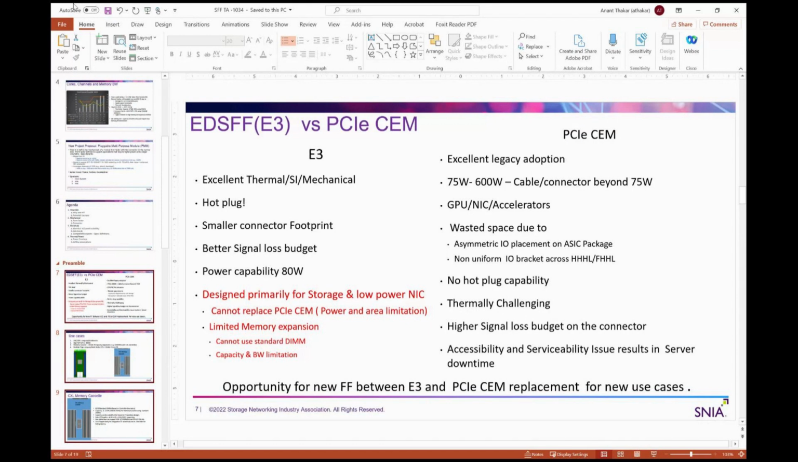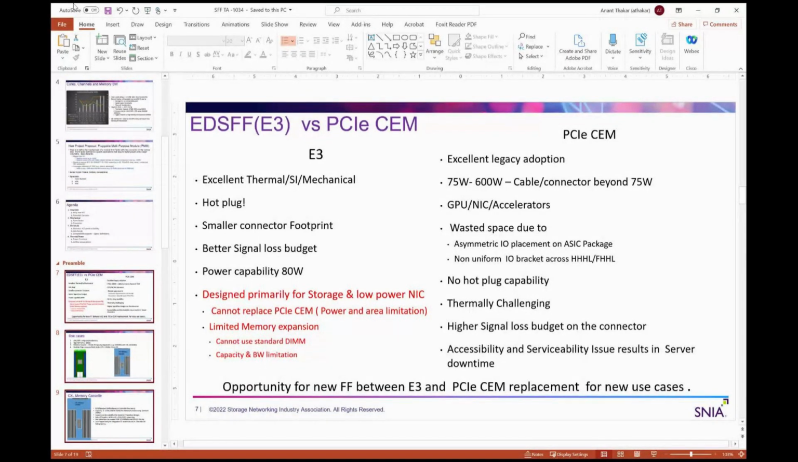So it's a smaller connection footprint, good signal, better signal loss budget, supports hot plug. The challenge is that it was designed for multi-terabyte storage and low power NIC type of applications. It was never designed from the perspective of CXL. You are not going to say, I just want to expand memory by around 256 gigabyte, 512 gigabyte, or 1 terabyte. You want a pool to be extremely multi-terabyte, which is not possible with EDSFF.